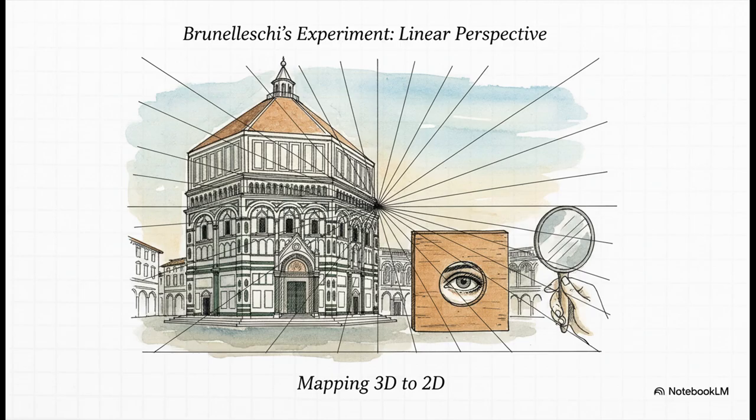Around 1420, an architect named Filippo Brunelleschi did this brilliant demonstration in Florence. He painted the Florence baptistry on a panel, right? Then he drilled a tiny hole through it. By looking through that hole from behind at a mirror that was reflecting the painting, he created a perfect, mathematically precise illusion of 3D space. It was a total game changer.